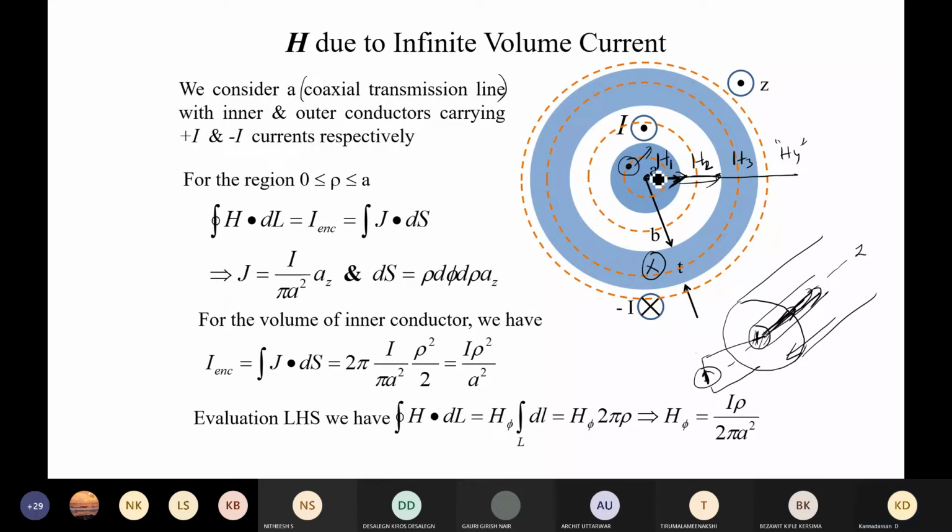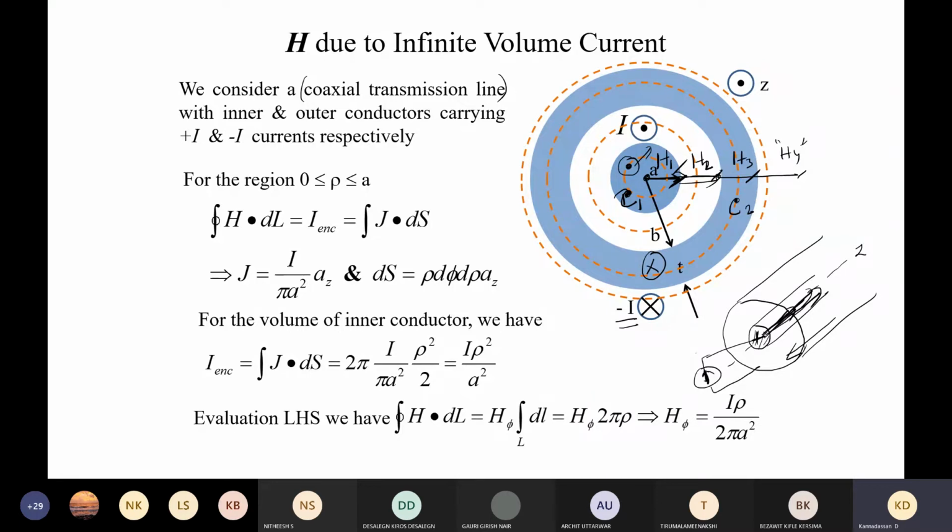H1 and H2 depend on conductor one. Let me write it as C1. And H3 and H4 are going to be due to conductor 2. Conductor 1 has, let's say, current I, and for this one the current is minus I. So this is a little bit crucial part. And the next very important thing: for this cylindrical coordinate system, we can easily follow the cylindrical coordinate system. Next thing, how to draw the Amperian path.